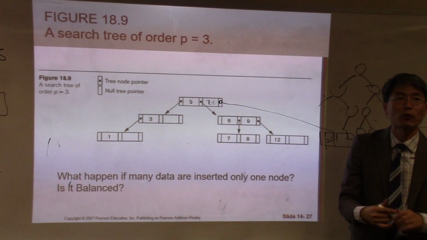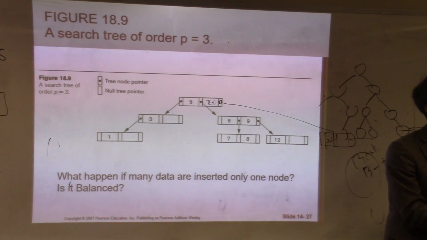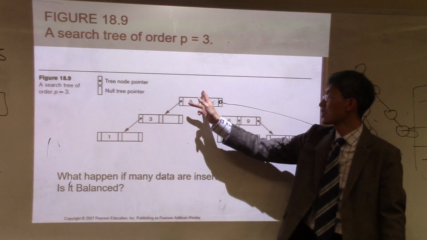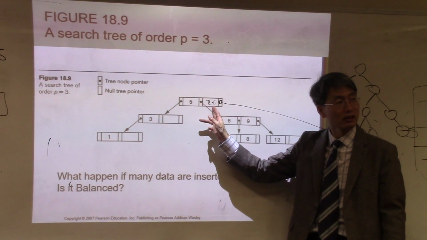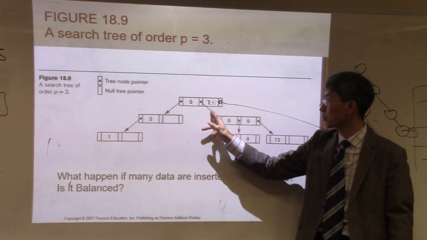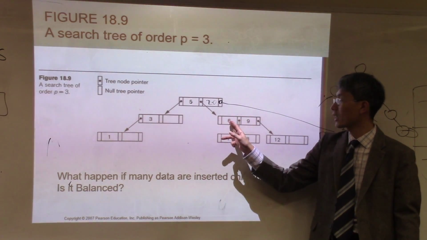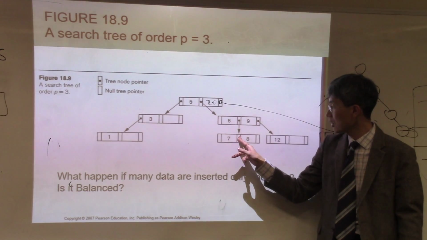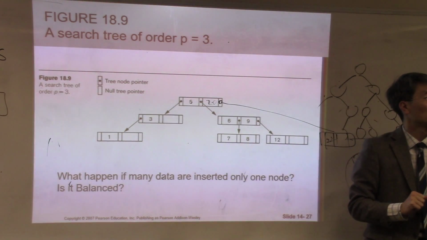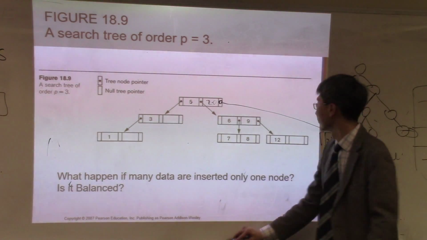So for example, when you search the data, let's say the 7. Check here. 7 is bigger than 5 and less than 20. Which means this pointer. Go to this one and check. 7 is bigger than 6 and less than 9. So it goes to this one, finally 7. So this is a search tree.